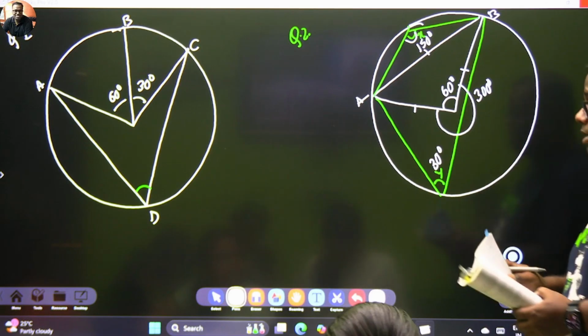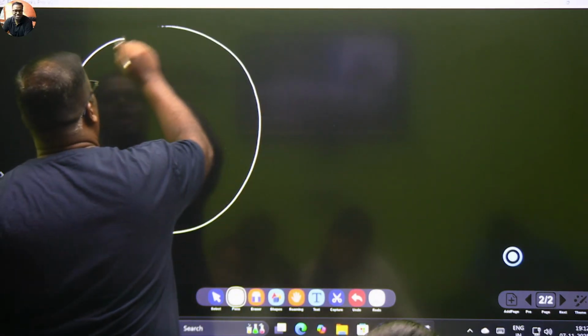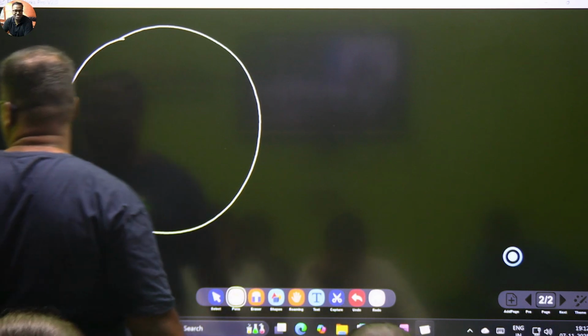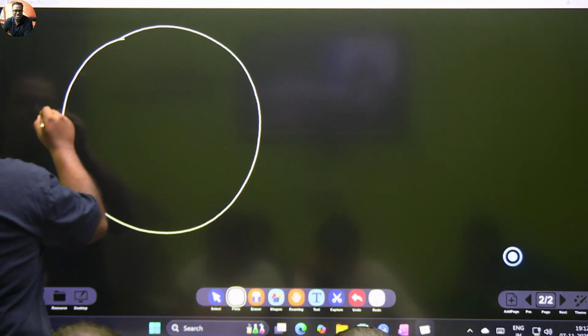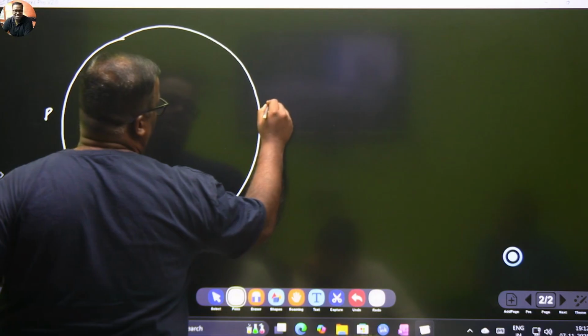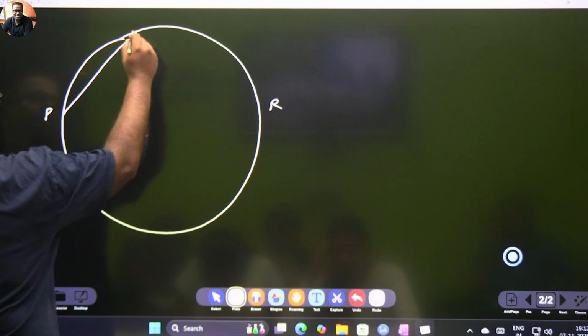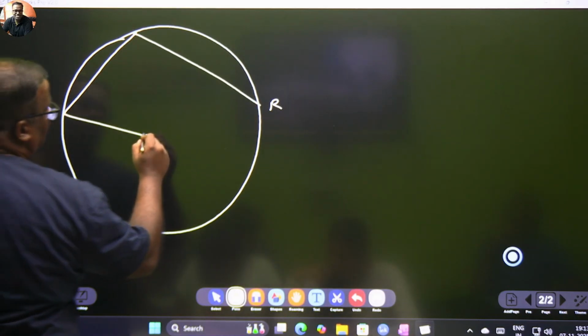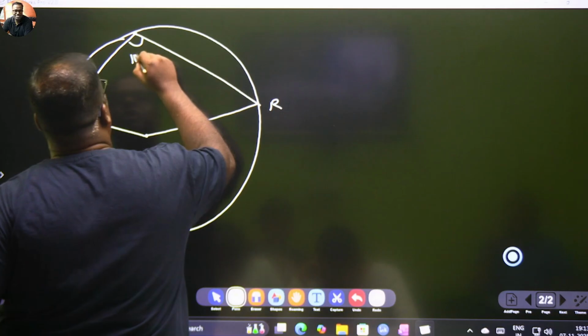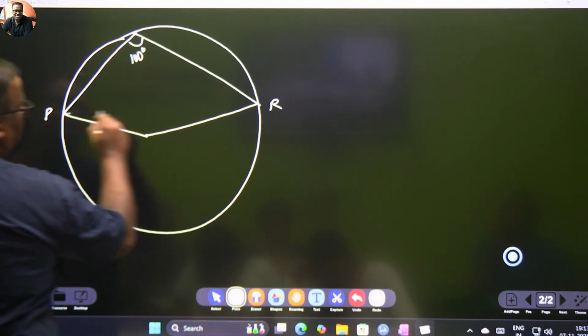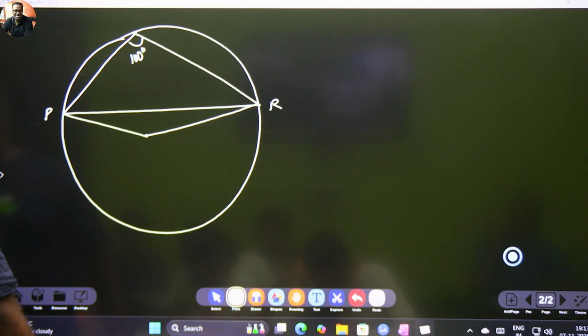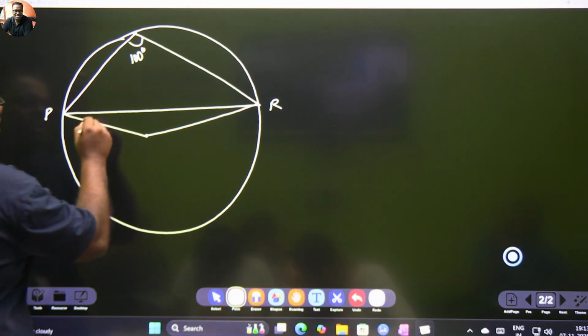Yes, shall we go to the third one? So the third one has got a figure with us. Once you have a figure, life becomes much easier. Let us look at the third one. In the third, we are given there is a P, then here, and then there is a R. It says PQR is 100 degrees. They have joined this, and they have asked to find angle OPR. So this angle has to be found out.